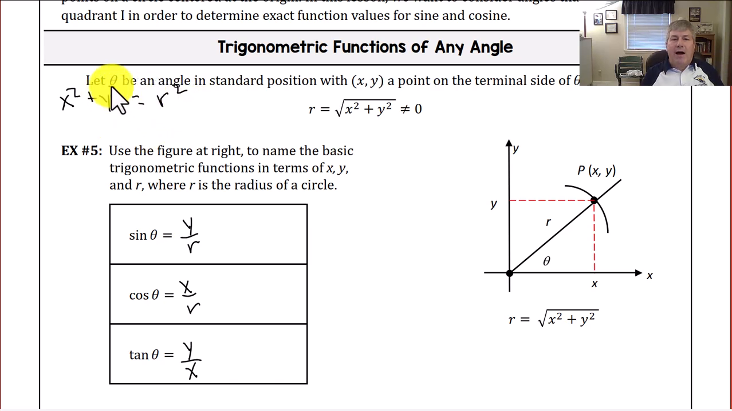So in example 5, we're going to let theta be an angle in standard position with an ordered pair x, y, a point on the terminal side of theta. We're going to continue to use x squared plus y squared equals r squared, but we're going to use the square root form of that, where we square root both sides, so we know that r is equal to the square root of x squared plus y squared, and it can't be equal to 0. In fact, it's going to be greater than 0, because our r is always going to be positive.